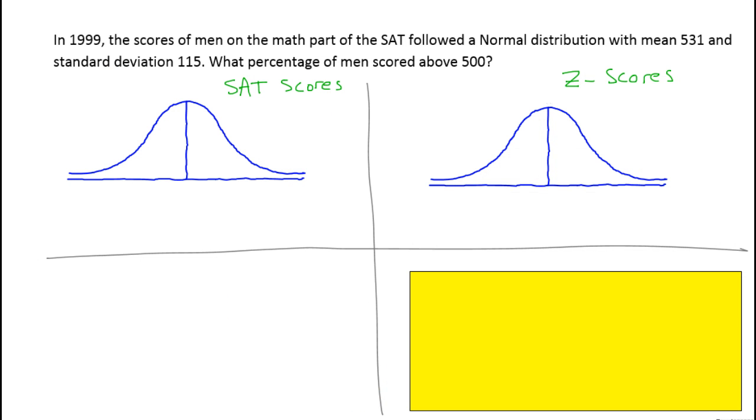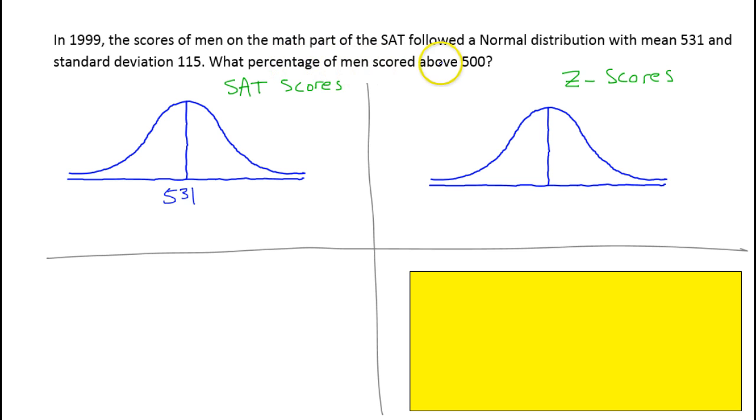Okay, so let's go ahead and write the information that we have. The mean is 531, the mean SAT score. So that's going to go right here. This middle line represents the mean. 50% of the data is above, 50% of the data below. We don't need the standard deviation yet.